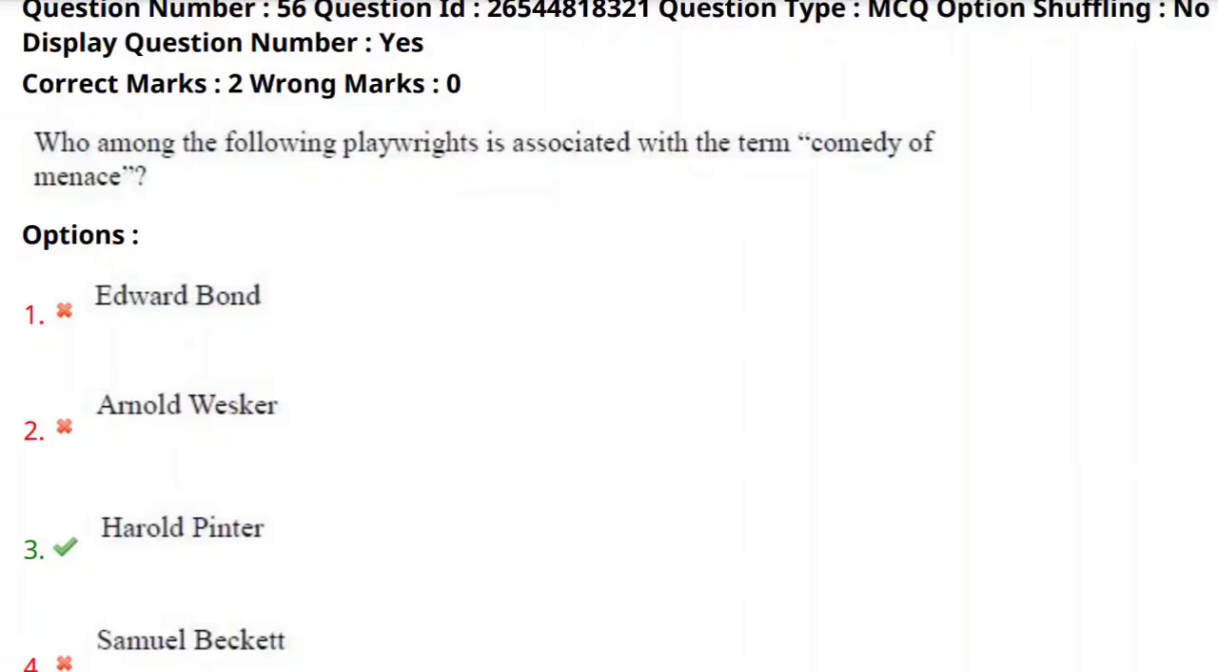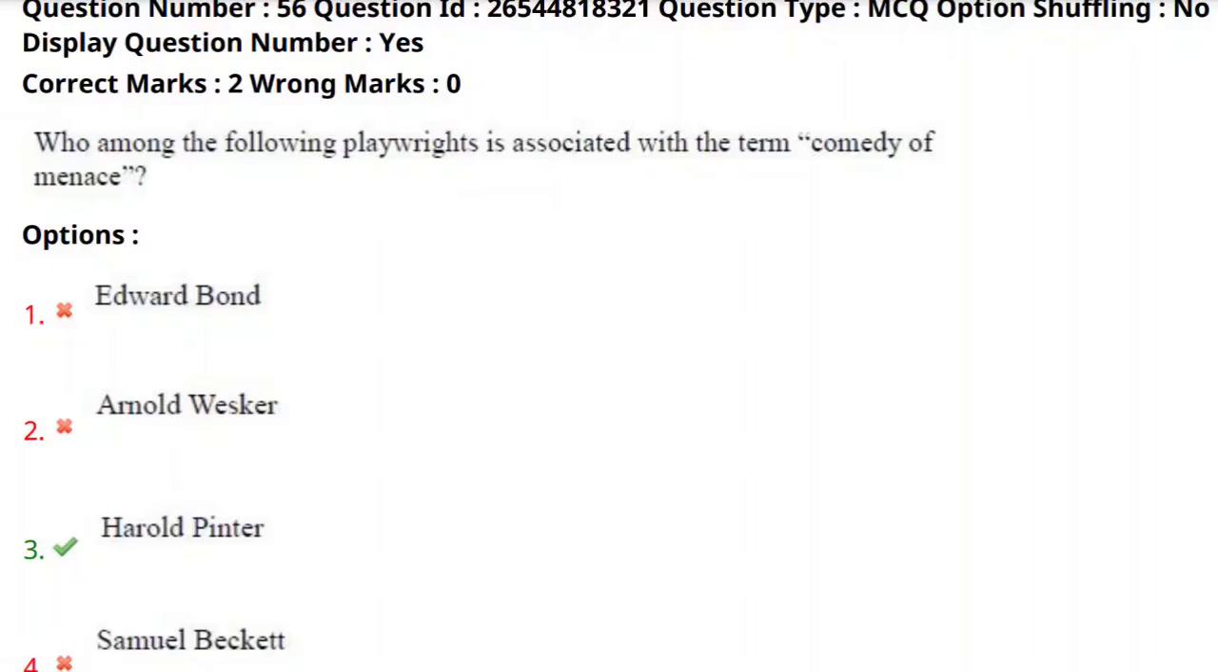And the options are Edward Bond, Arnold Wesker, Harold Pinter, and Samuel Beckett. Comedy of menace is nothing but a style of drama that blends comedy and menace. Menace is nothing but threat. Comedy, which contains the characteristics of comedy, and of menace.